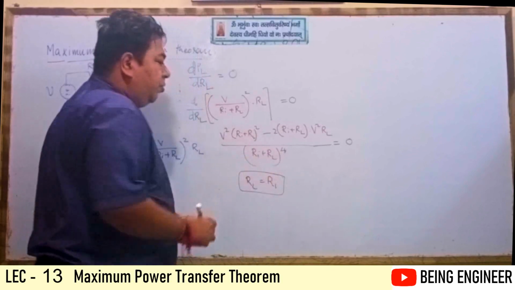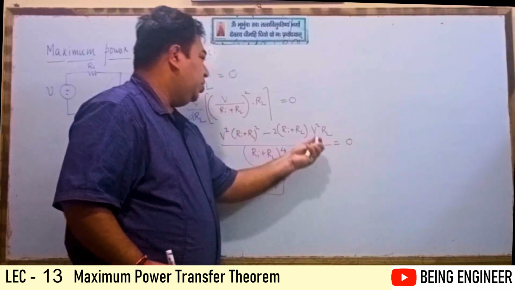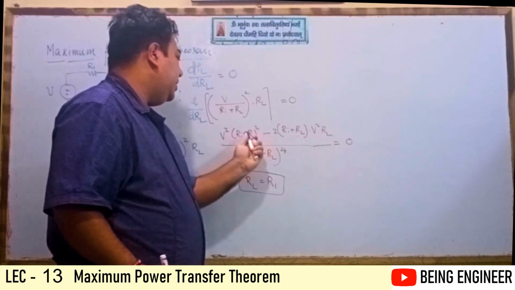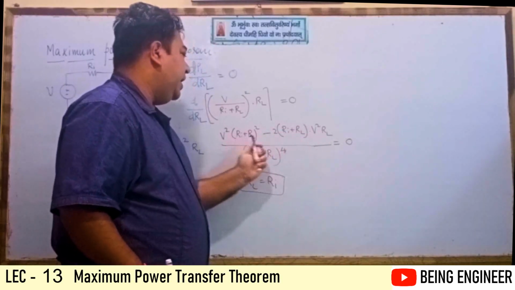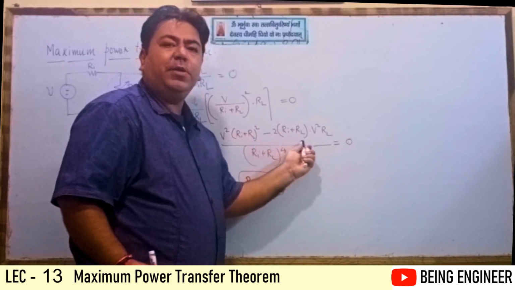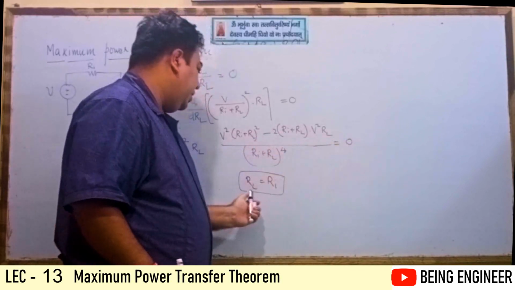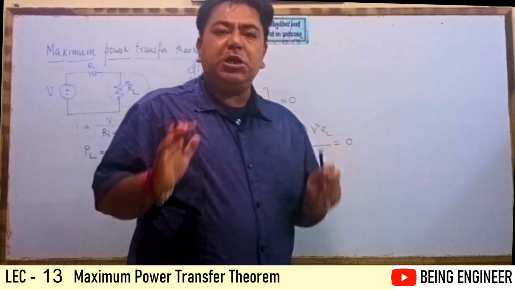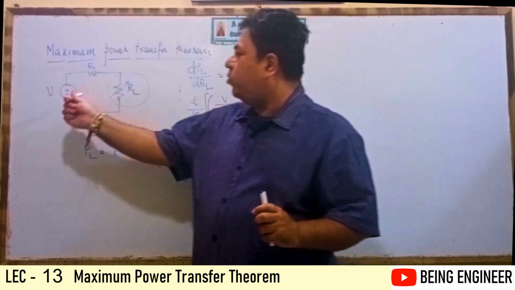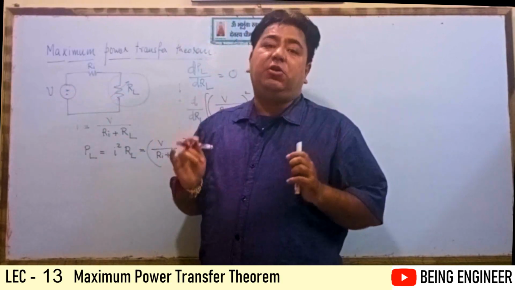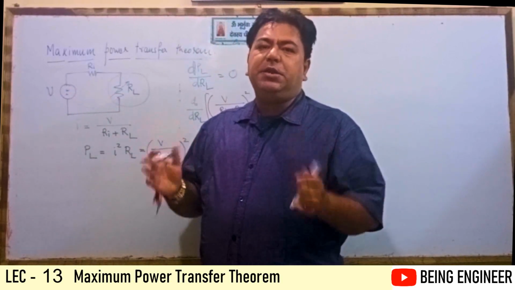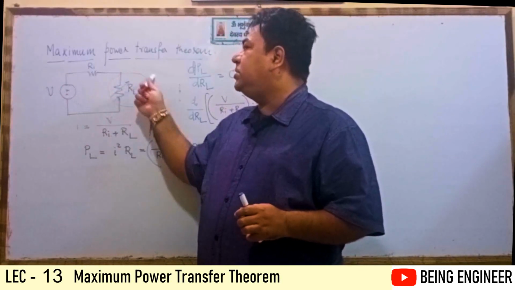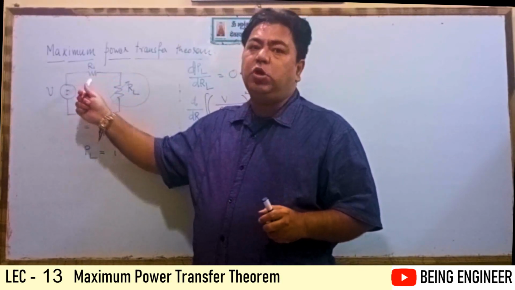How? Because this is equated to 0, and from the numerator we can take V square common and Ri plus RL common. Ultimately we will get Ri minus RL, which should be equal to 0, and after solving this we can say RL should be equal to Ri. So what is the condition for transferring the maximum power from source to load in any DC network? Maximum power is transferred from source to load when the load resistance is equal to the internal resistance of the source.